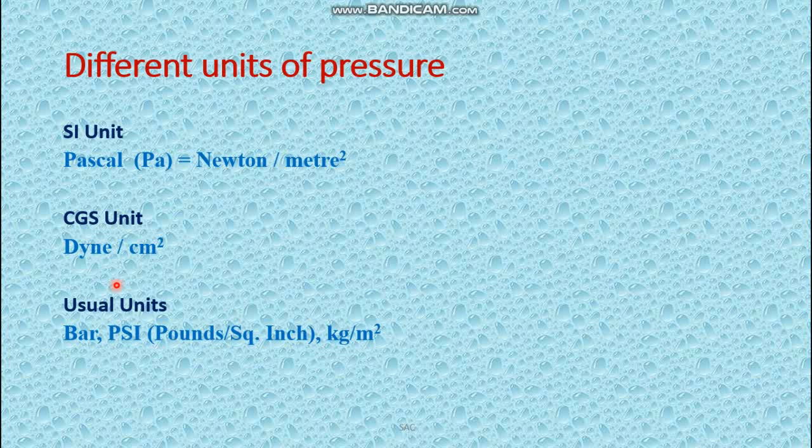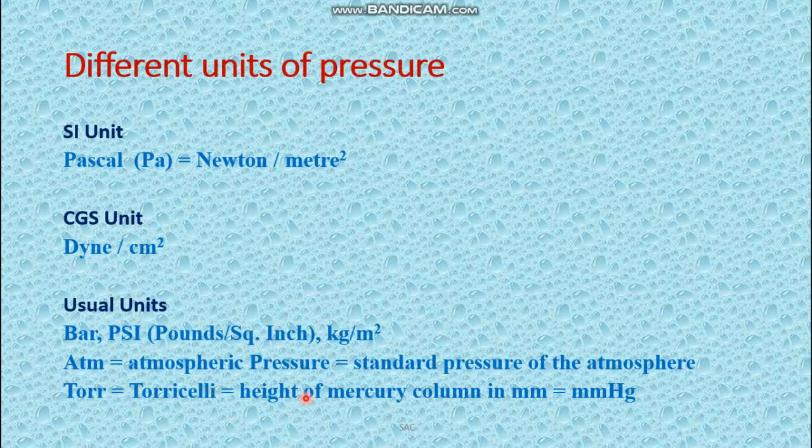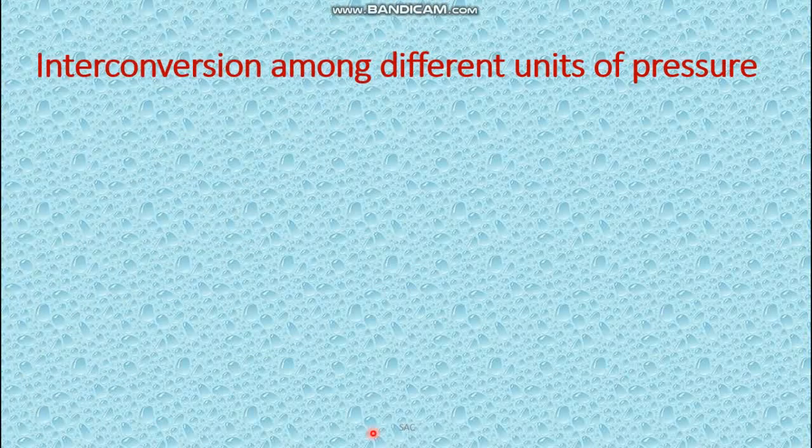What about its other usual units? Lot of usual units such as bar, PSI, pounds per square inch, kg per meter squared. You know about PSI? This is the convention of measuring pressure of the tires of automobiles. Atmospheric pressure or standard pressure of the atmosphere, Torricelli or torr, or height of mercury column in millimeter Hg. So these are the different units of pressure. Okay, now we have to interconvert them.